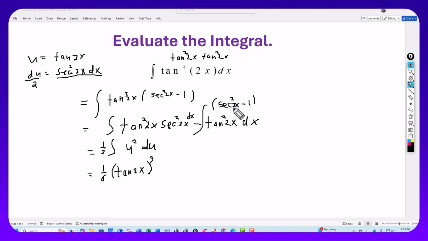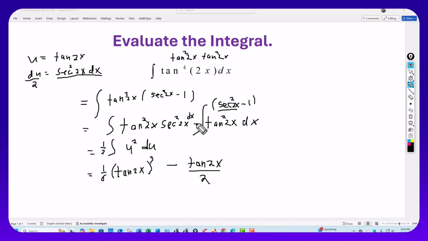And then for this one over here, replace the tangent squared of 2x by secant squared of 2x minus 1, and we can integrate this one right away. So the minus comes out, and the integral of secant squared is tangent of the angle, and the angle is 2x. So I have it like this. And then again, the chain rule in reverse here, the derivative of 2x is 2, so that puts the 2 here.